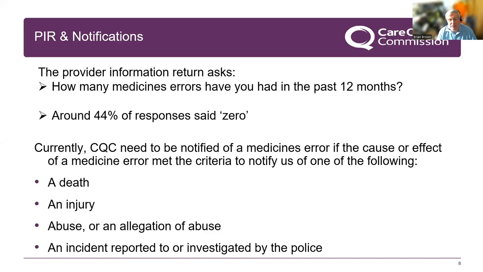There are only certain categories of errors that need to be notified to us, and I've listed those on the screen there. However, often we find, when we talk about recording errors within the PIR, in residential services, 47.2% said they had zero errors. And for administration errors in residential services, 42.9% said they had zero errors. Now, from a statistical point of view, we appreciate that medicine errors are inevitable.